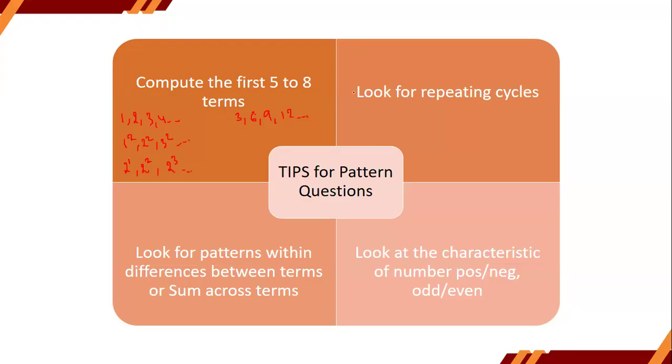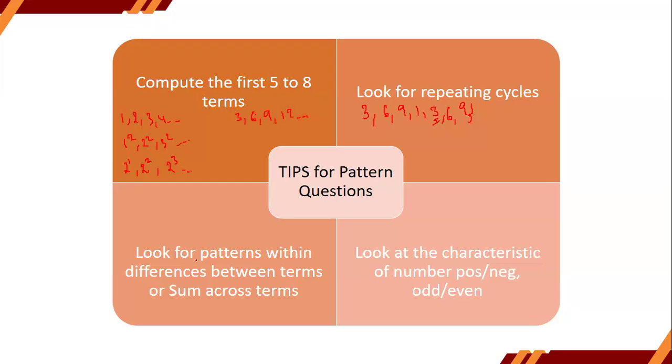Then the other tip is look for the repeating cycle. So maybe you get the repeating cycle as 3, 6, 9, 1, and again 3, 6, 9, 1, right? So now the moment you get the repeated term, figure out, are you getting this repeating sequence of numbers again, right? So that's the second tip.